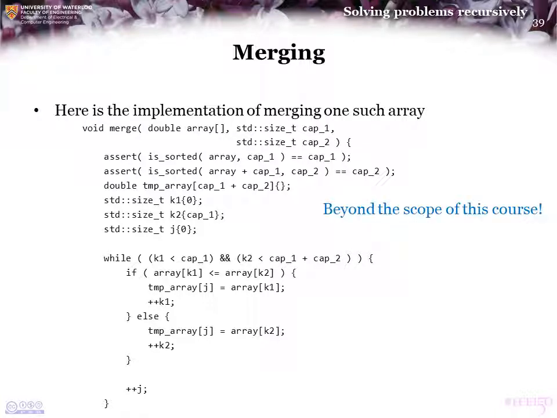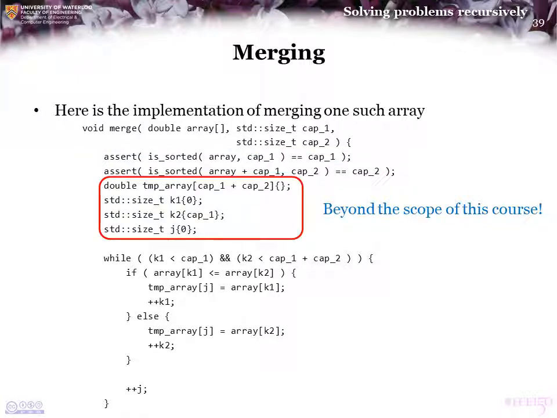Now this is important. This is a little bit beyond the scope of this course, so just enjoy it or skip it as you wish. The first thing we're going to make sure is that the first half is sorted and the second half is sorted. So the capacity of the entire array is cap1 plus cap2. The first cap1 entries are sorted and the second cap2 entries are also sorted.